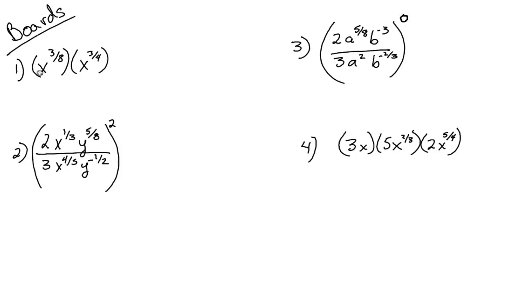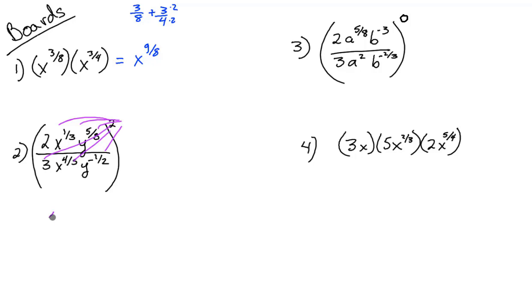And welcome back. So here we have x to the 3/8 times x to the 3/4, and they will just add. So we've got to take 3/8 plus 3/4. Common denominator means we'd have to times each of these by 2. 3/8 plus 6/8, which would be 9/8. So this is x to the 9/8 power. Excellent.